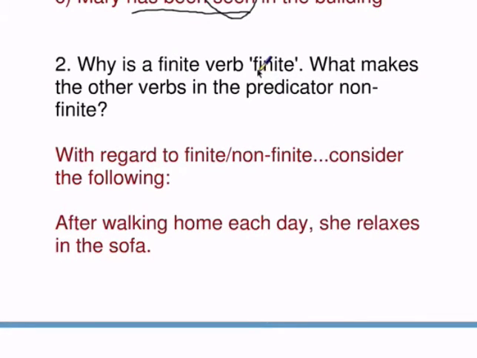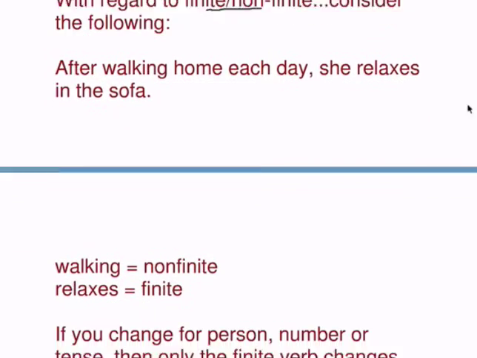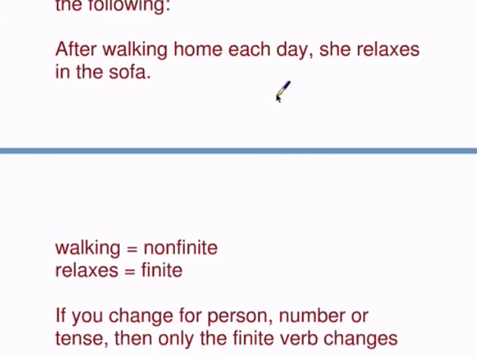Why is the finite verb in fact finite? So what this refers to is the terminology, the name. So with regard to finite or non-finite, consider this sentence here. After walking home each day, she relaxes in the sofa. And here, this is the finite verb, she relaxes.